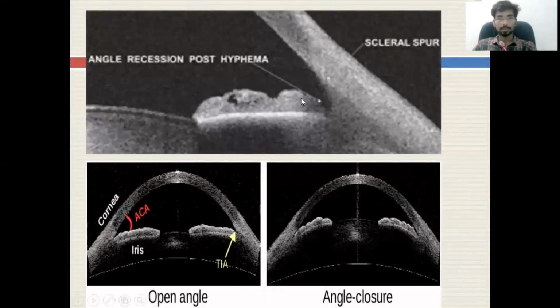In this OCT, we are seeing angle recession post hyphema following trauma. So here the angle is fully open, whereas here the angle is closed. Here angle closure is there.